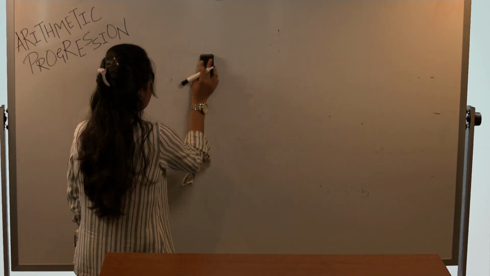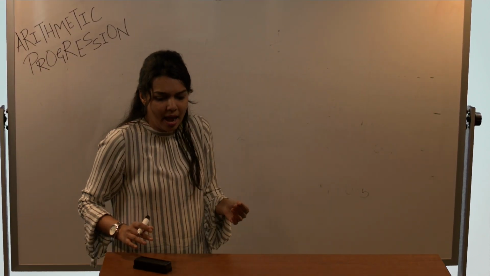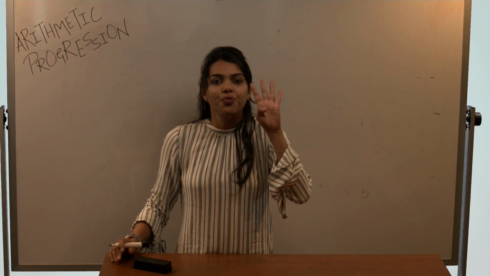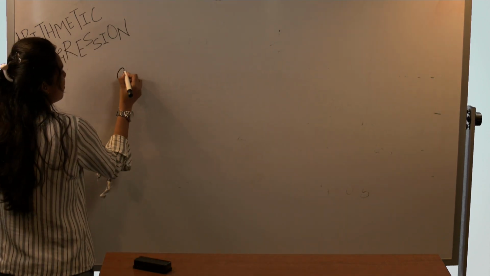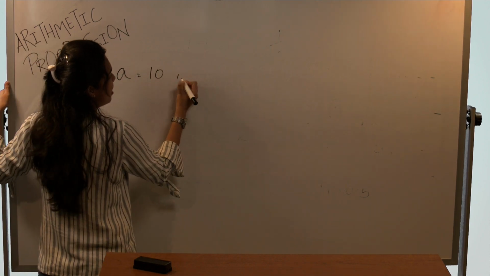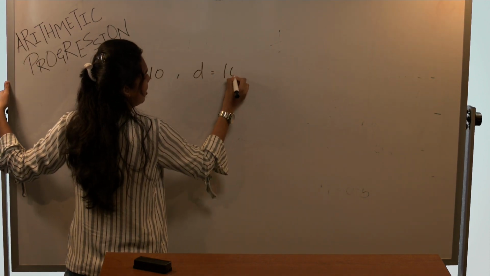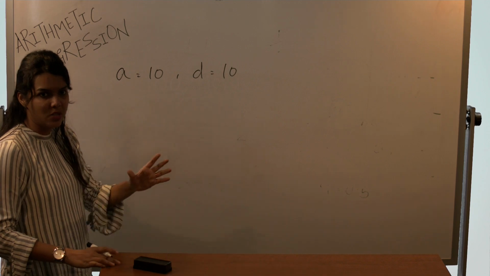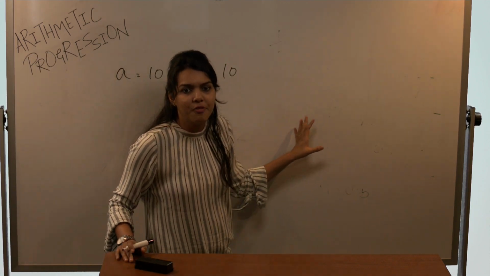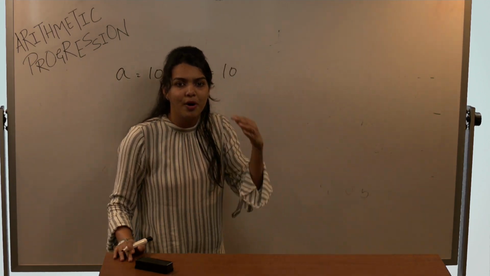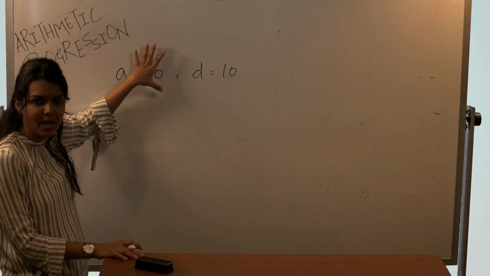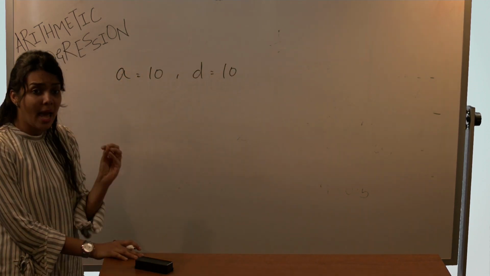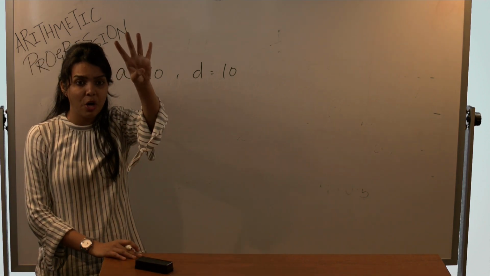Now I'll give you some examples and you are supposed to find the first four terms of this AP. Let us take the first term as 10 and the common difference given as 10. Now you are given it in a reverse way. Till this time I was giving you a sequence and asking you to find the first term and common difference. Now I am giving you the first term 10 and common difference 10. Can you find the first four terms of the AP?